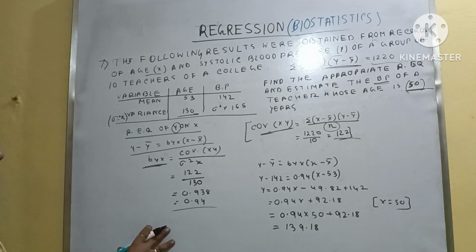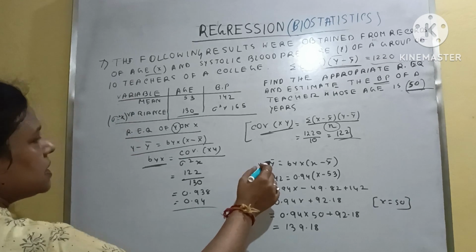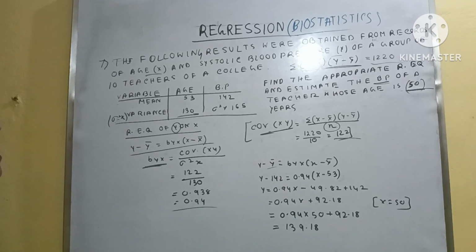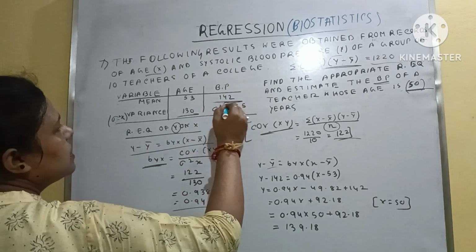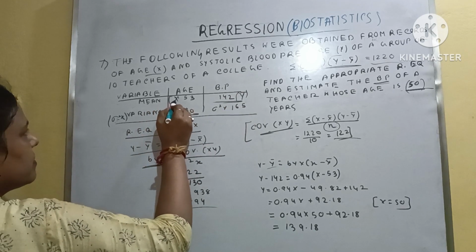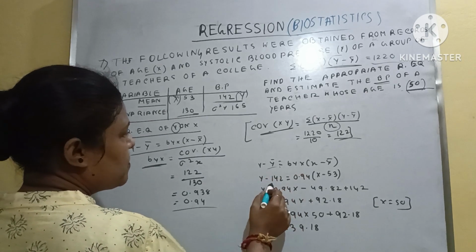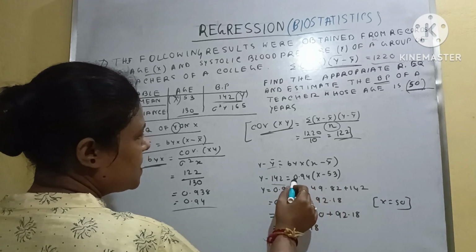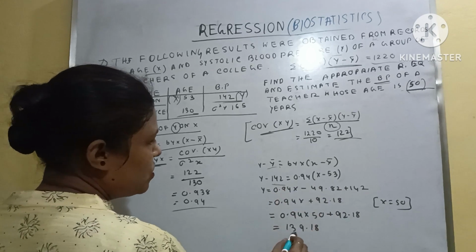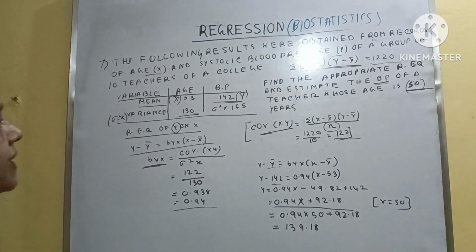Okay, and after getting the byx value, the method is the same. After writing this equation we will put the values. Here the y bar is 142. Where is y bar? This is y bar, and this is x bar, because the mean is there. So y minus y bar, putting the values 142, here 53, 0.94, and after the calculation we will get this.